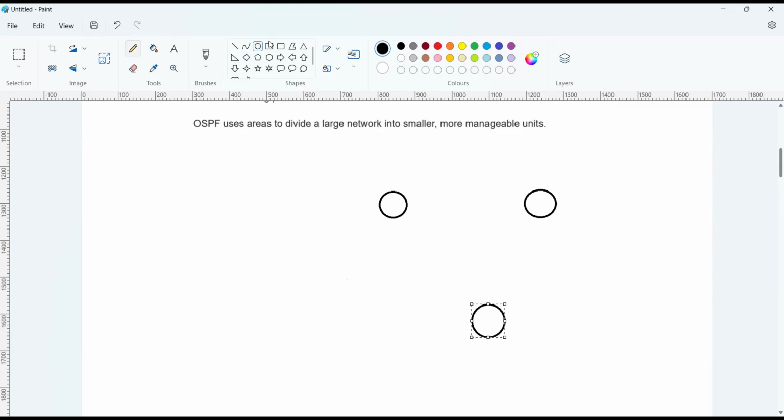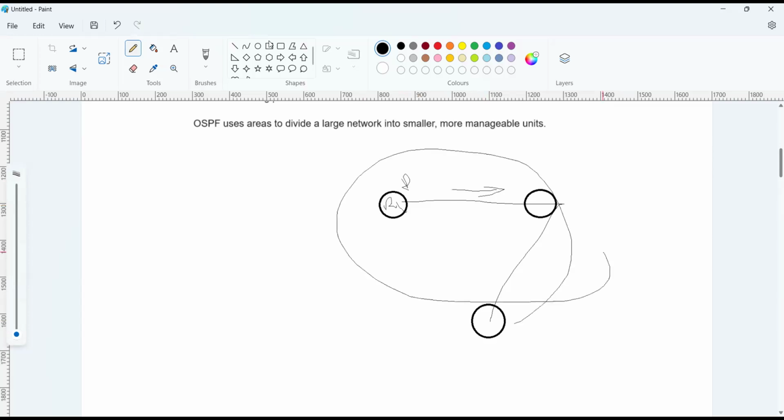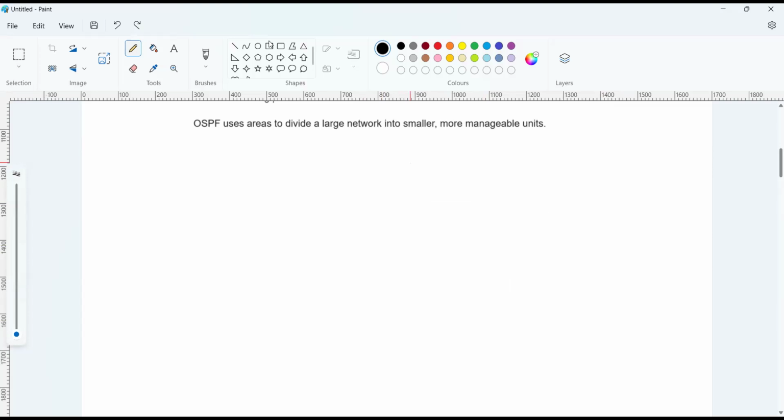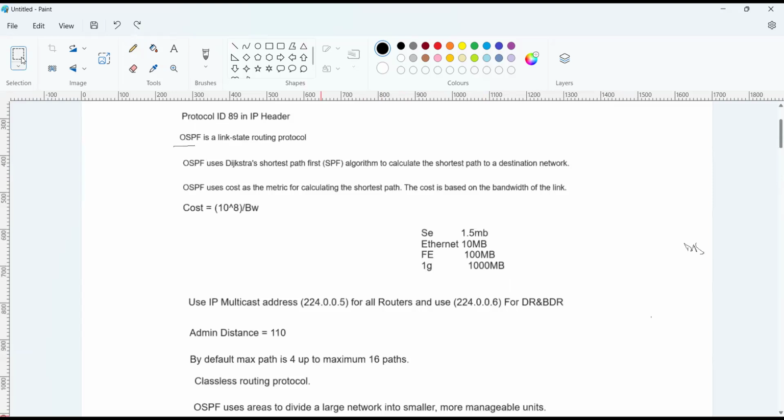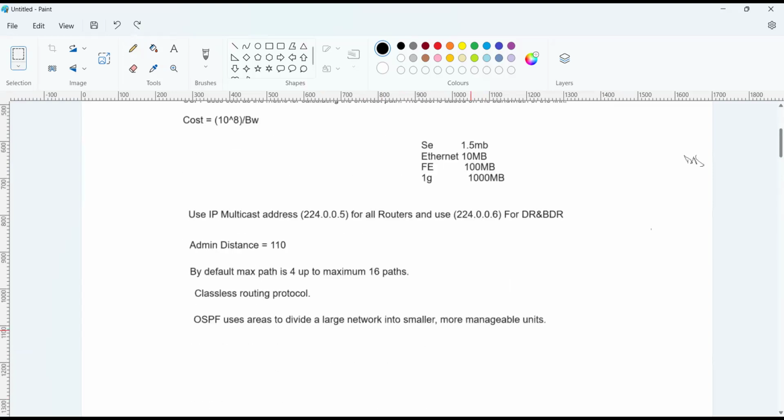It will be maintained. R1 carries not only neighbor information and the neighbor routing table, it will be carrying the entire topology information. So that is the reason LSA flooding happens, and that is the reason we have the area concept in OSPF. This is all about the basic things. Anything missed?